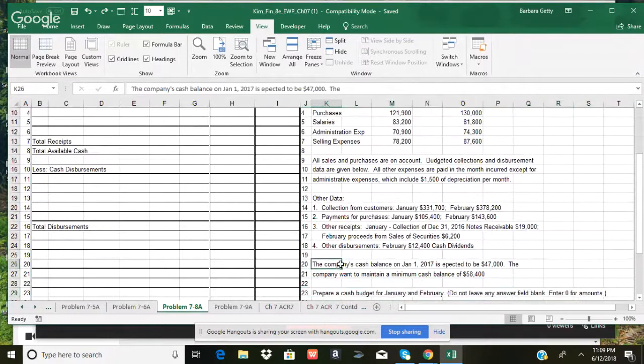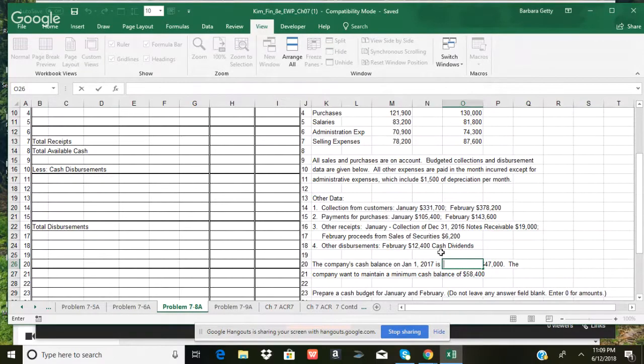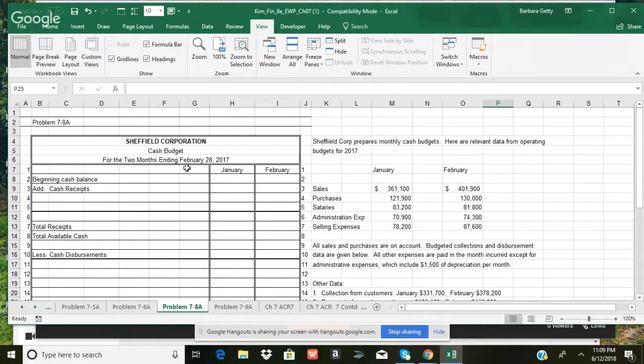right here, our company cash balance as of January 1 is expected to be $47,000. So when we look up here, I put on here 2 months ending February 28, 2017. So our beginning cash balance is $47,000.